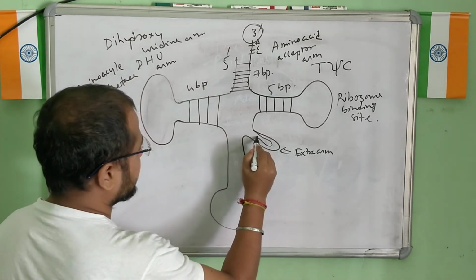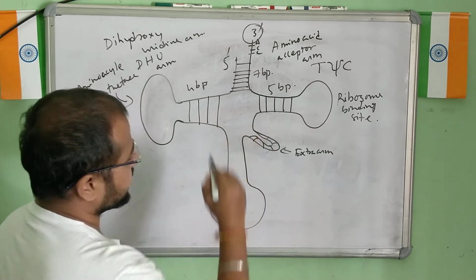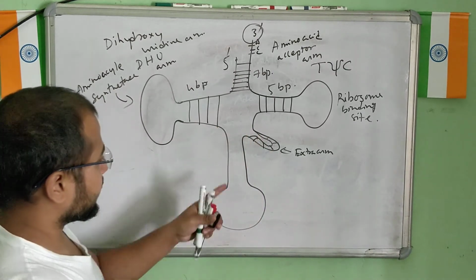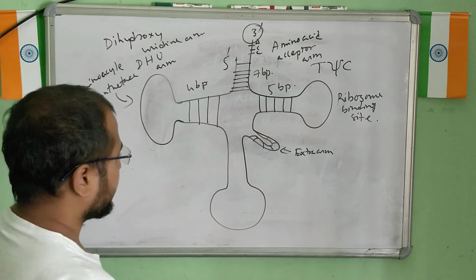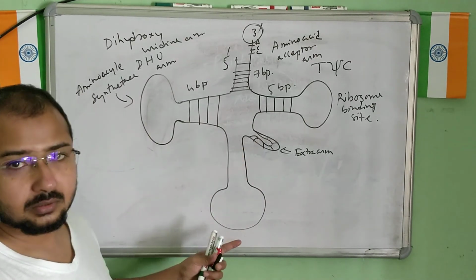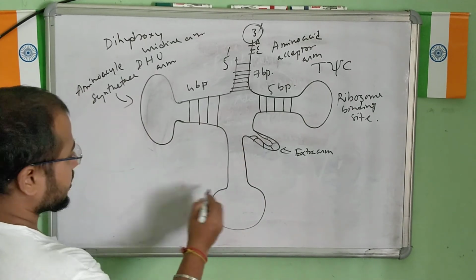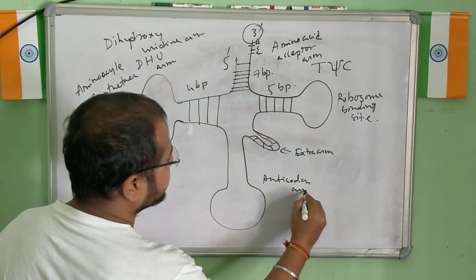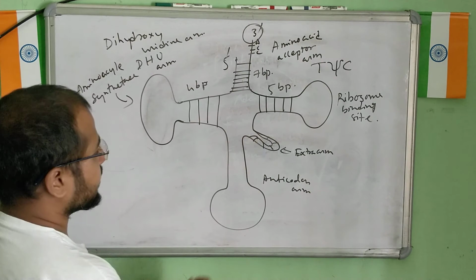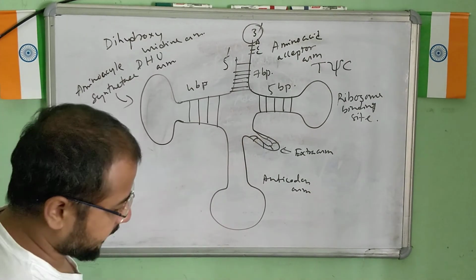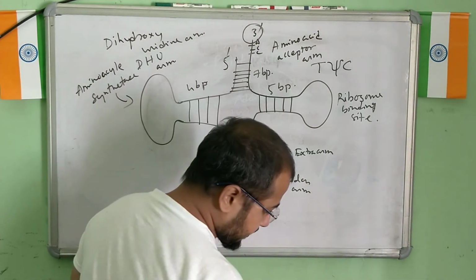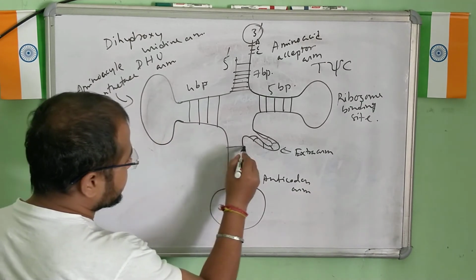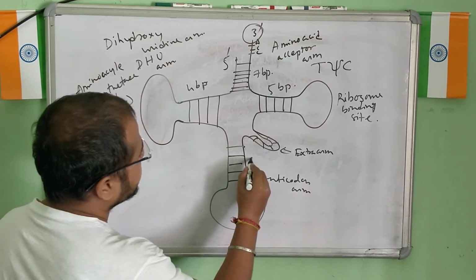The structure looks like this. Different divisions are there, so this is not required right now. Now this one is the anticodon site, so this is the anticodon arm. I think it is also 5 base pairs. Let me just check once. Yes, the anticodon arm is also 5 base pairs long.